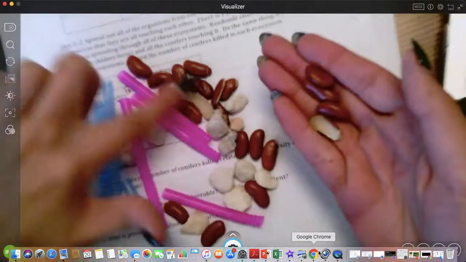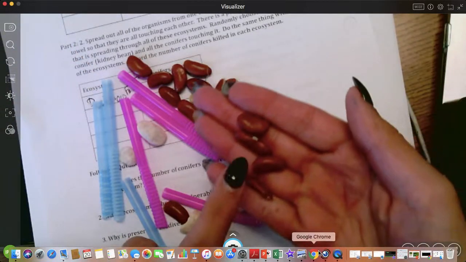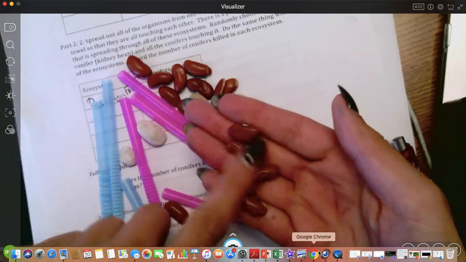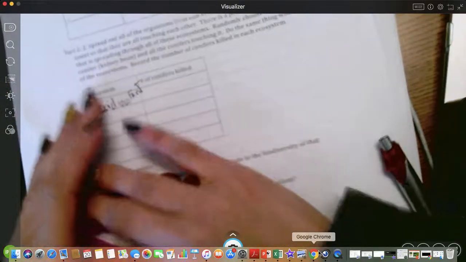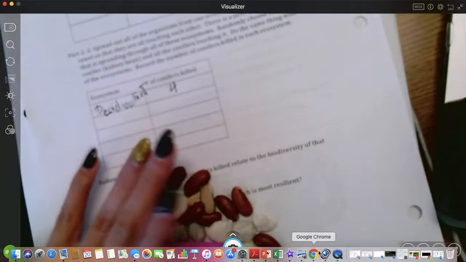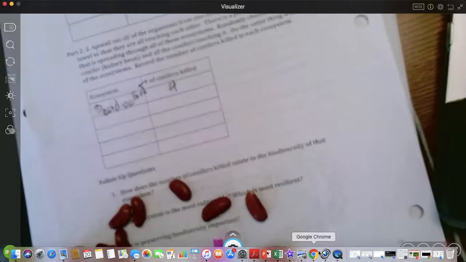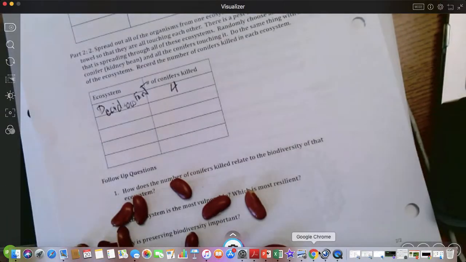The other beans, even though they're still there, were surrounded by other stufferkins. So these 4 beans were the only ones that are killed. You'll repeat that for all of them. What you should see is that some of the ecosystems are more affected than others.